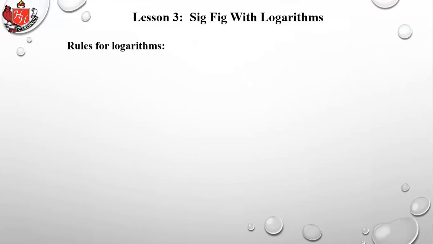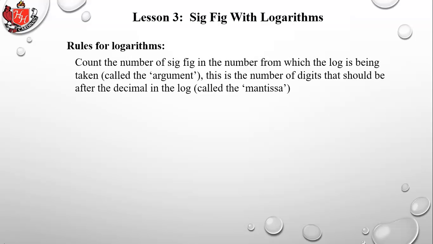Okay, significant figures with logarithms. We do use logarithms in this class, some, but not a lot. So you'll probably have to be reminded of this rule when we finally do get to them much later in the course. Count the number of sig fig in the number from which the log is being taken. This is called the argument. That's just the name of that number. Don't ask why, because I don't know why they call it the argument. This is the number of digits that should be after the decimal in the log, and that part is called the mantissa. You don't need to know these terms.